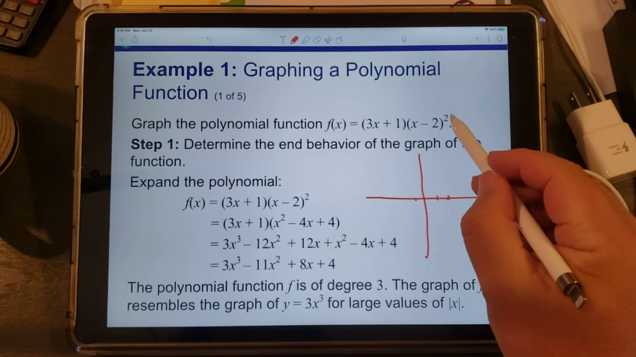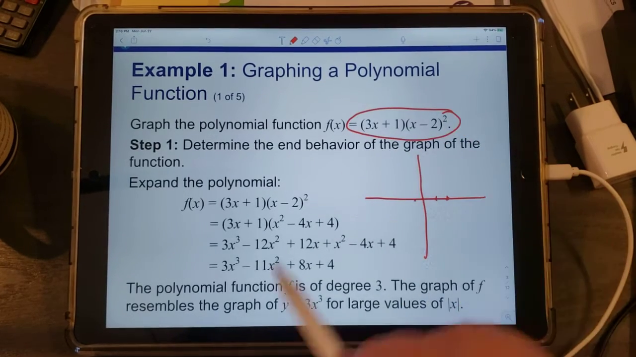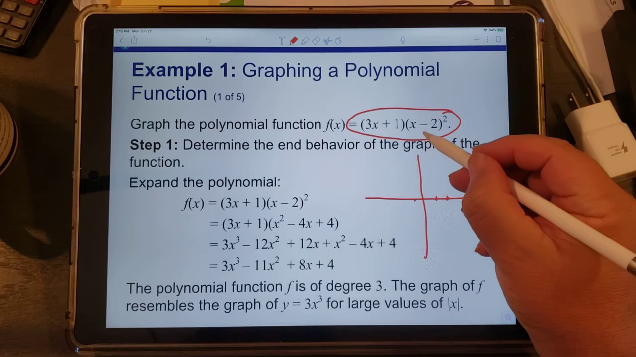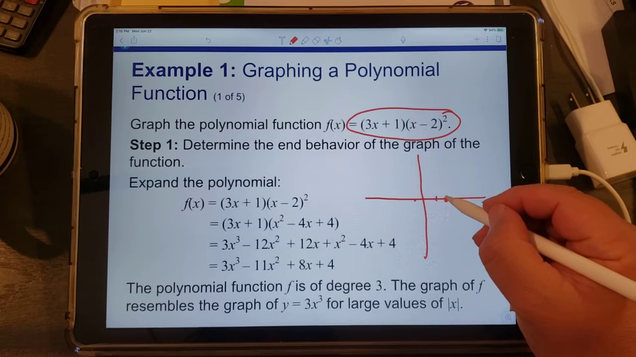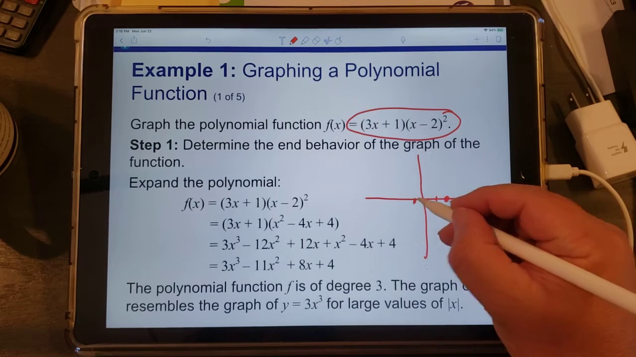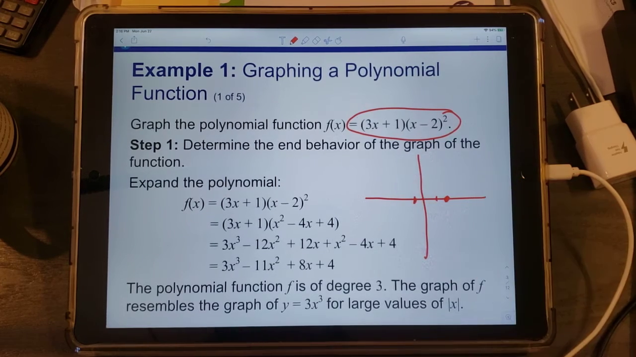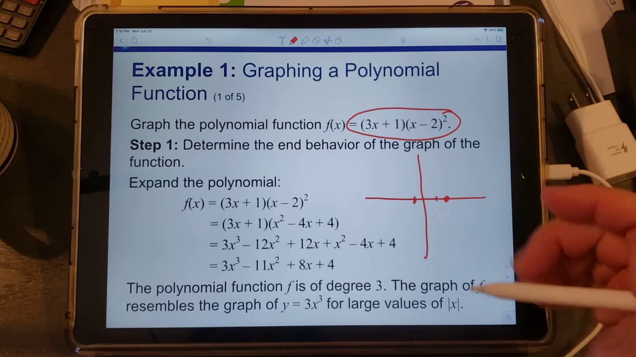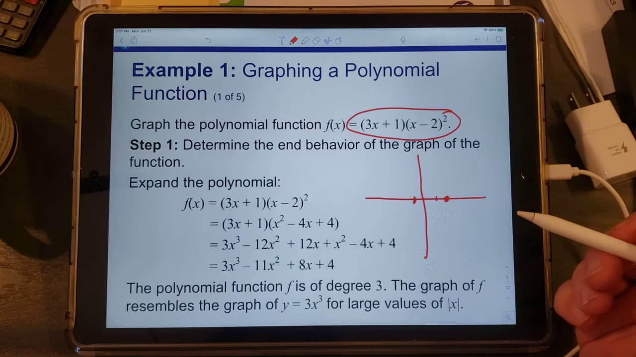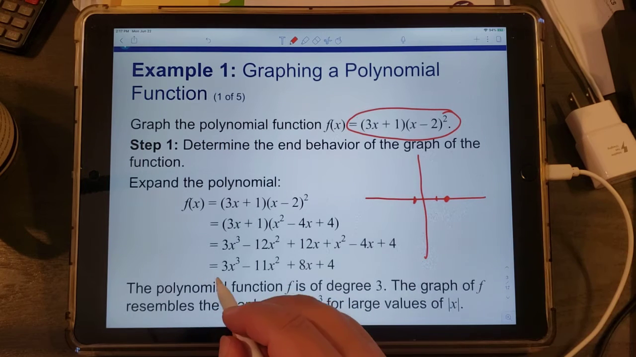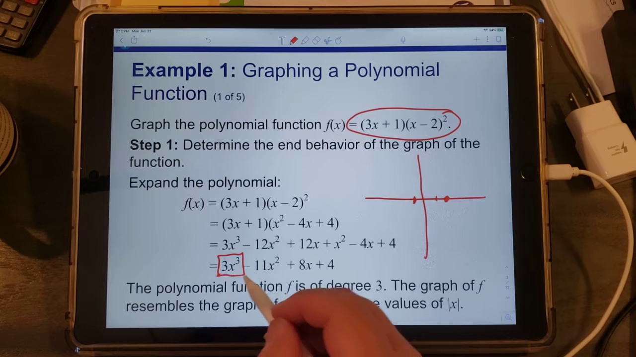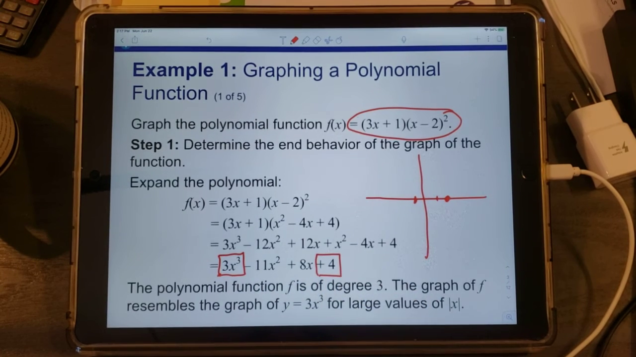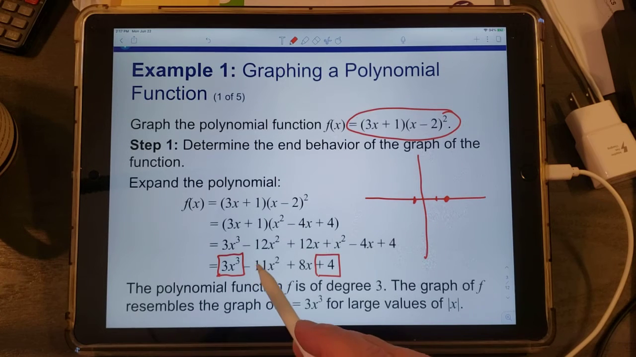But if you're lucky enough to have a polynomial already factored, you can set these factors equal to 0 and find the intercepts just like that. So if it's factored, you can find the intercepts. What else do we want to know? Well, basically we want to know the lead coefficient or the lead term and the constant term. That's it. These terms in the middle don't really do us any good.